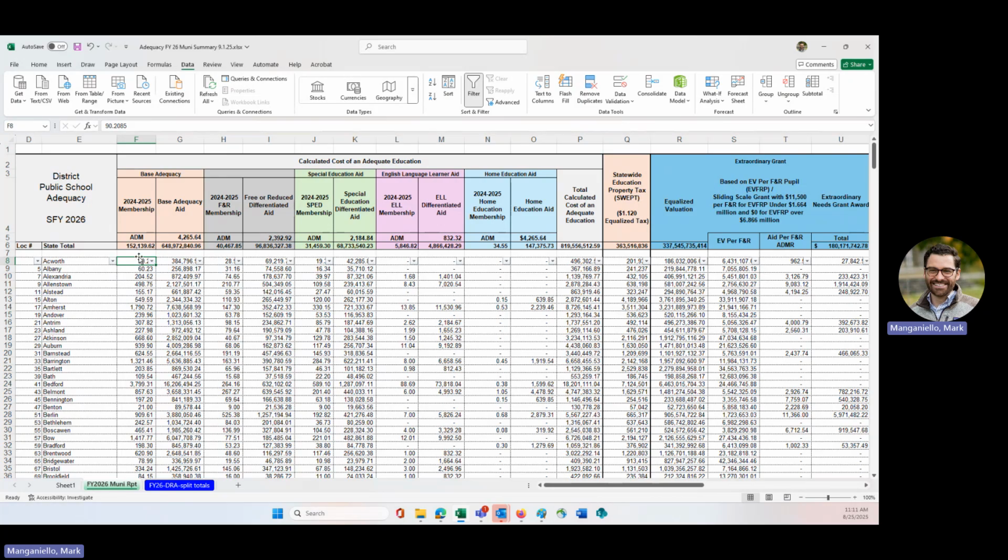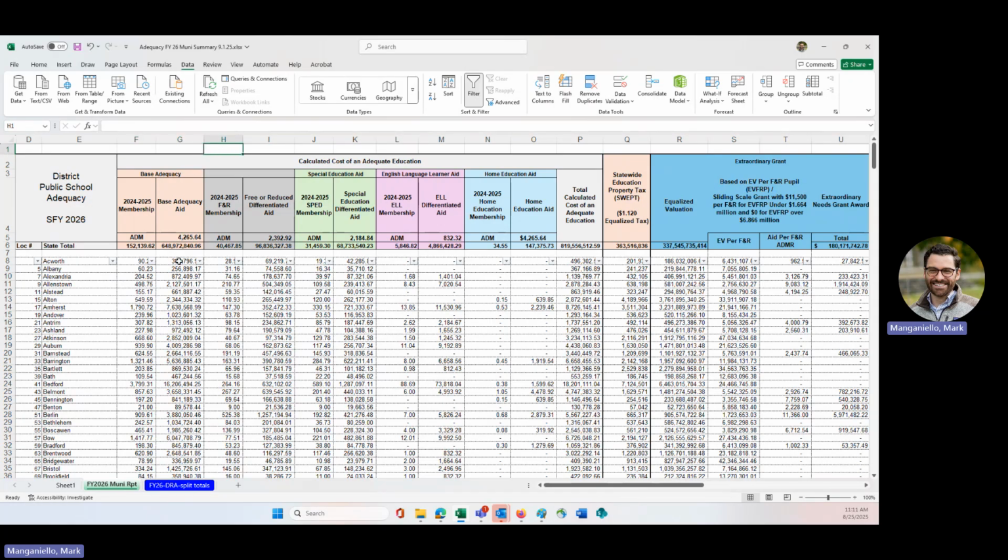We tally that all up and multiply it by $4,265.64. We call this base adequacy aid. This number goes up by 2% each year. If we look at fiscal year 24, it was 4,100. Then we gave it a boost of 2%, and it became 4,182. And in fiscal year 25, it's $4,265.64. So base adequacy is going up by 2% each year under state law.